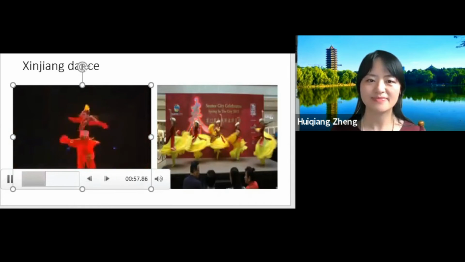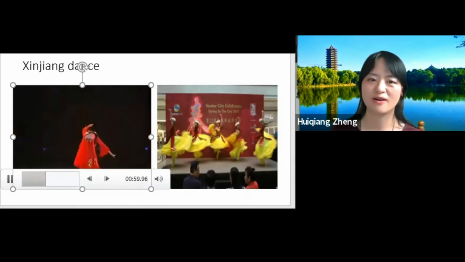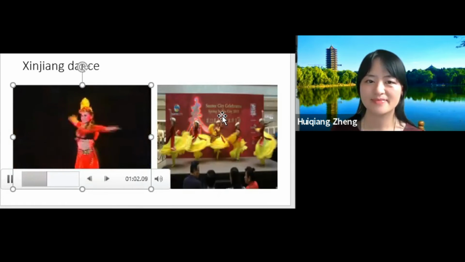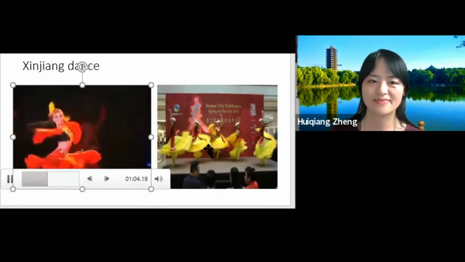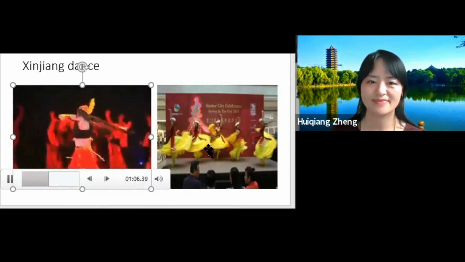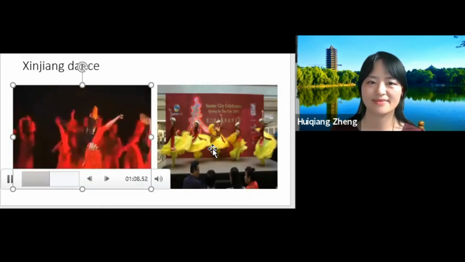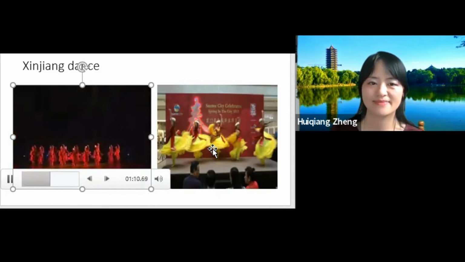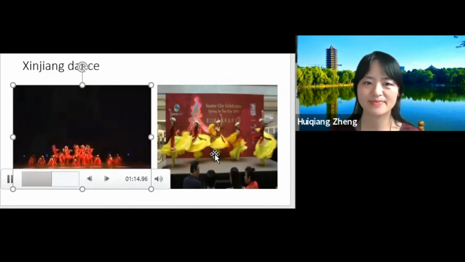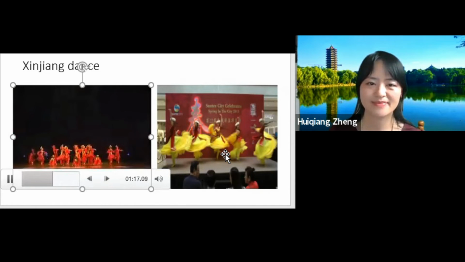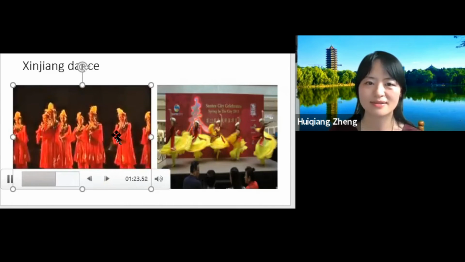Gently. That is one of the features of Xinjiang dance. And usually the music is very lively. And in Xinjiang dance, they are more like circle movements.